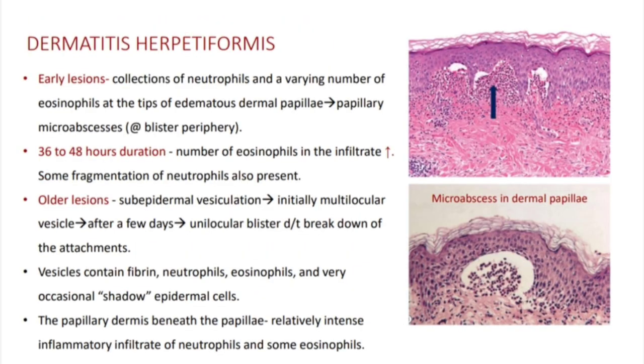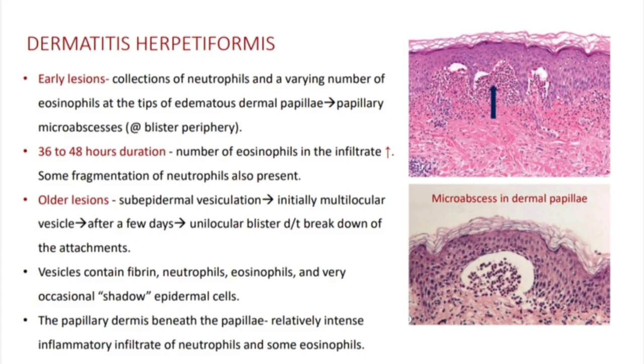Next is dermatitis herpetiformis. The early lesions of dermatitis herpetiformis show a collection of neutrophils and a varying number of eosinophils at the tip of edematous dermal papillae, leading to formation of papillary microabscesses. So these papillary microabscesses are seen at the blister periphery. That is why the preferred site of biopsy for dermatitis herpetiformis is the perilesional skin.